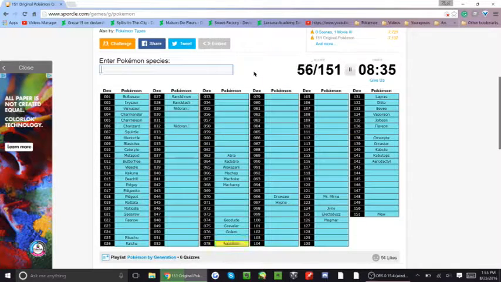Alright. Rapidash is one, along with Slowpoke and Slowbro. And then Ponyta. Magikarp. I can type. Gyarados. Okay, so I don't have to keep capitalizing. That's good. Exeggutor. There we go.